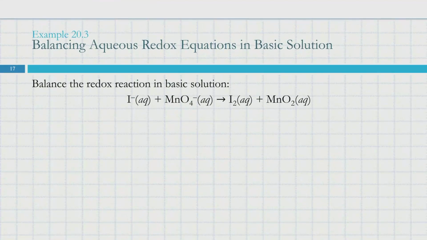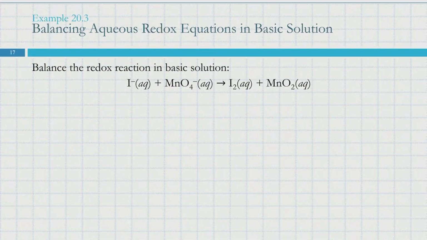Okay, so let's balance this redox reaction in basic solution. Our first step is what? Writing the oxidation numbers. So for I2, iodine normally exists as I2, so that's going to have a value of 0. That's our only free element. Next up, we have monatomic ions. We've got iodide. Iodide has a 1- charge, so it's going to have a -1 oxidation state.